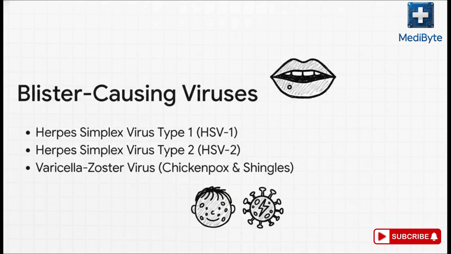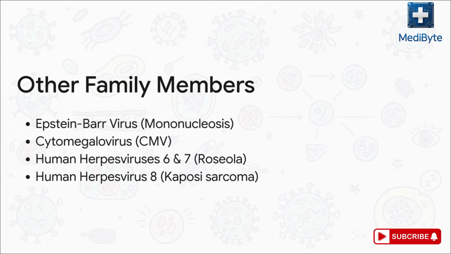All right, let's start with the members you've probably heard of, the ones that are famous for causing blisters. First up, you've got herpes simplex virus type 1, or HSV1. That's the usual culprit behind cold sores. Then there's HSV2, which is most often linked with genital herpes. And finally, there's the varicella zoster virus. Now, this one's a two-for-one deal. It causes chickenpox the first time you get it, and then it can come back later in life as shingles. Okay, so those are the blister causers.